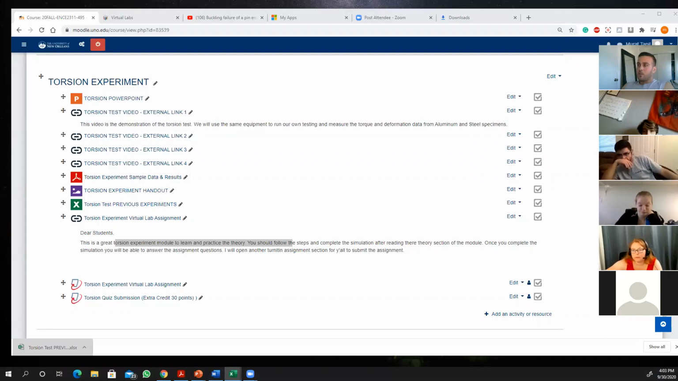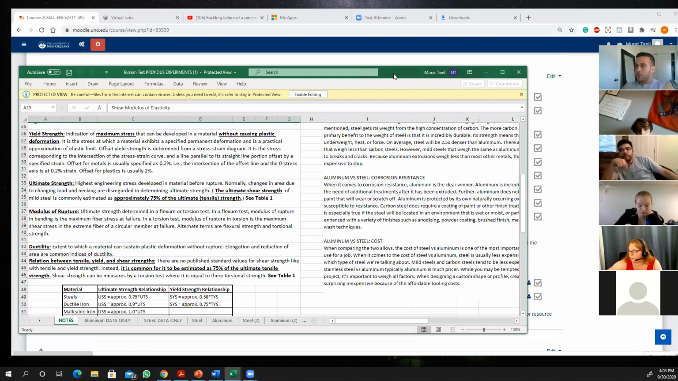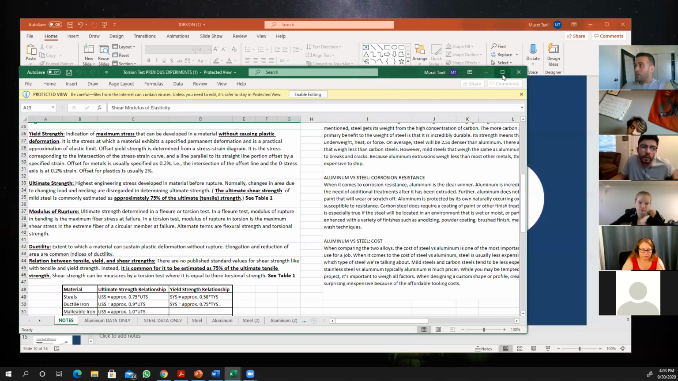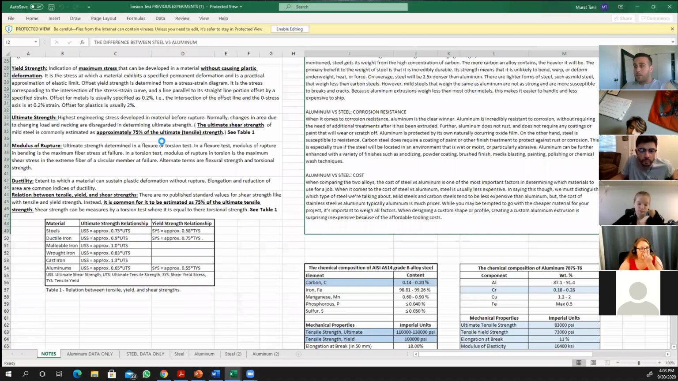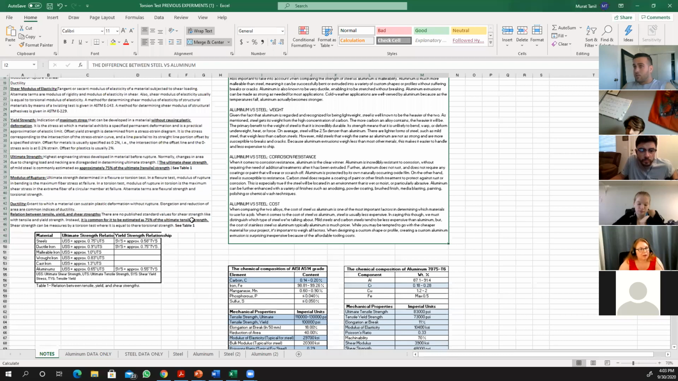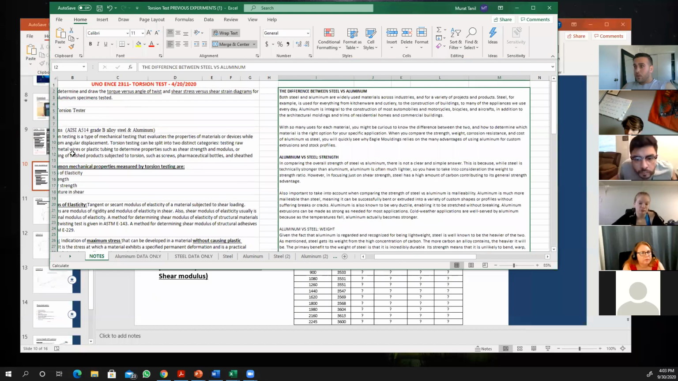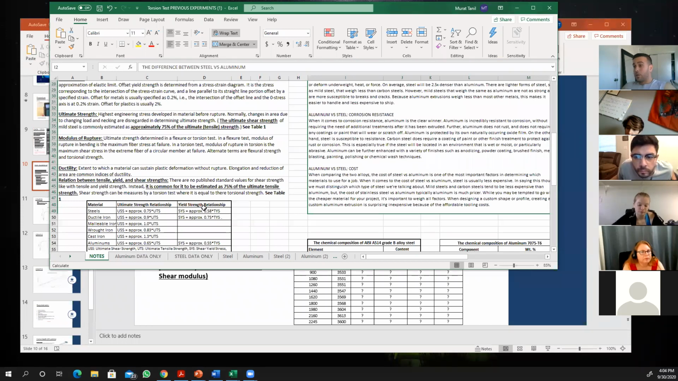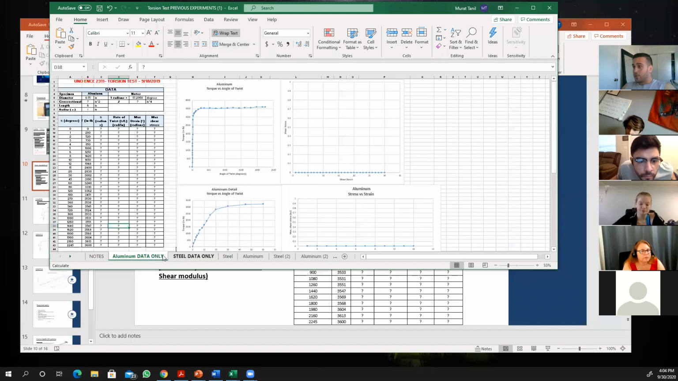Okay. So like I said, we are not going to use the simulation data. This is the torsion test previous experiments that I downloaded from the Moodle, this spreadsheet. You should use this spreadsheet to develop your tables and then generate your graph. Like here, you have your theory, all the theory that I explained when I put it on the PowerPoint. It's right here. And you can just summarize it and the aluminum data, these data sections.